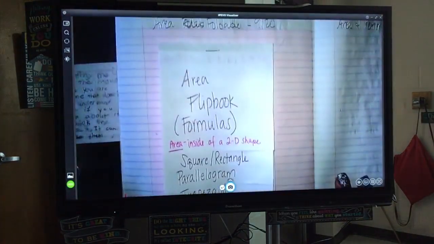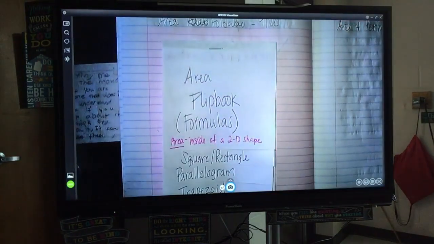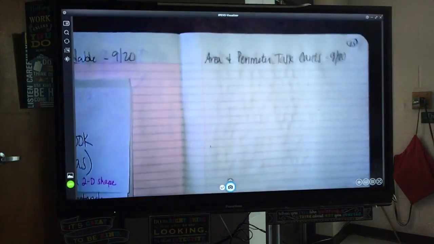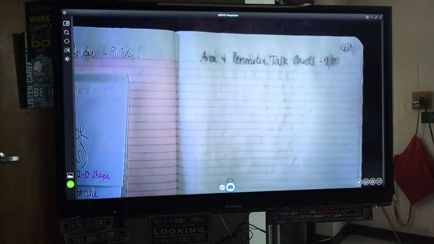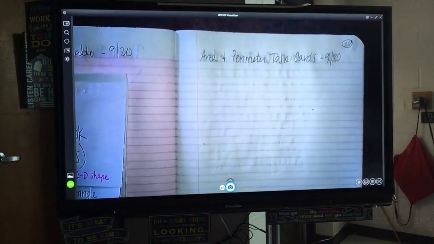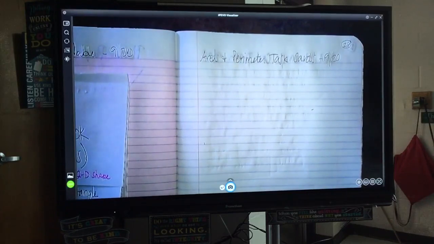Alright, so you are gluing this down right here on your page. Then we are sliding over to the right side that says area and perimeter task cards. Yes, please. Alright, everyone stop gluing and writing and whatever else you're doing.